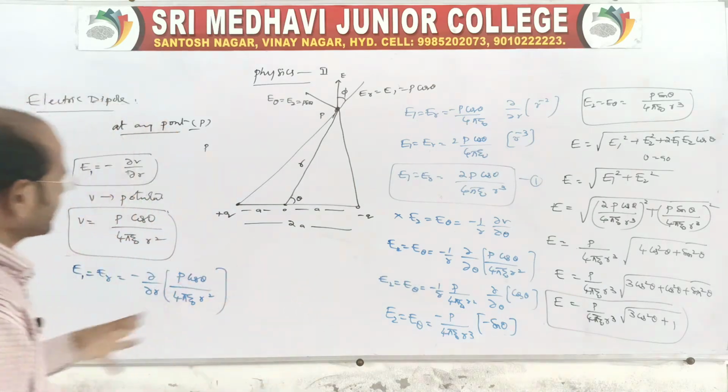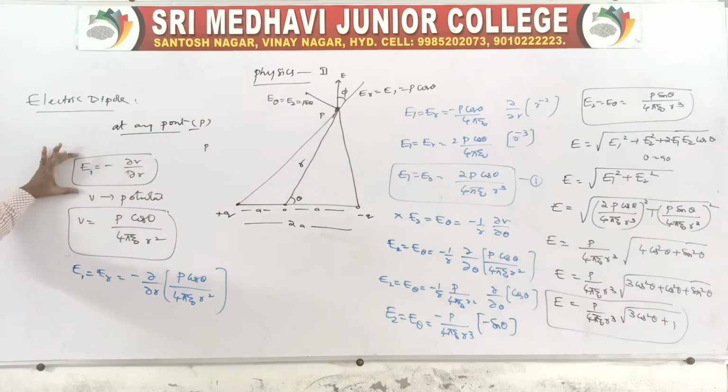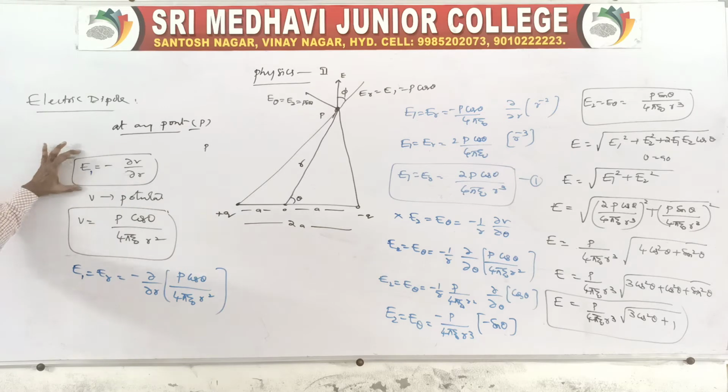Before that, I'll explain once again, because at any point the question asks for these two equations. Actually E1 is equal to minus dV by dR. It is a relation between E and V, electric potential and electric field intensity. It is there in the next chapter. V is nothing but potential, not velocity.